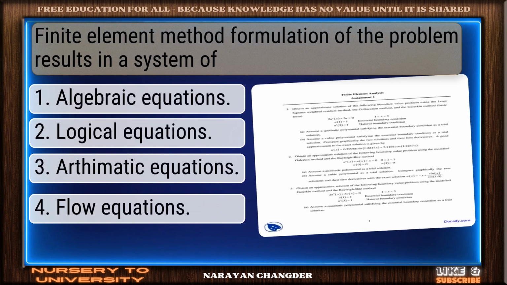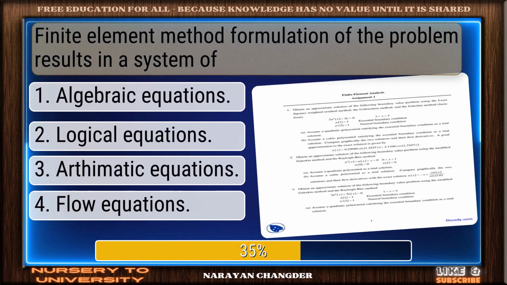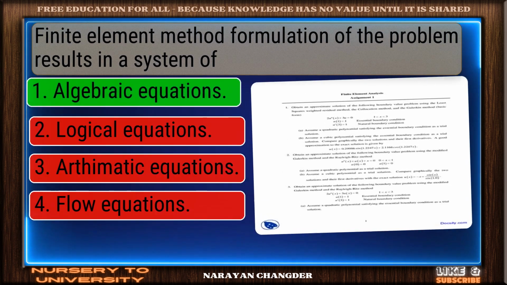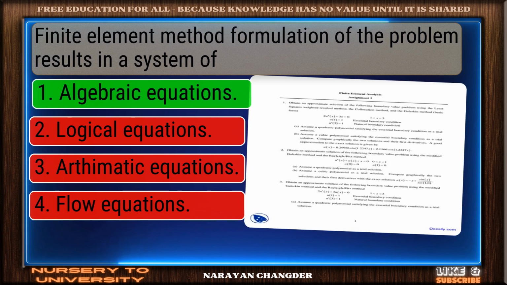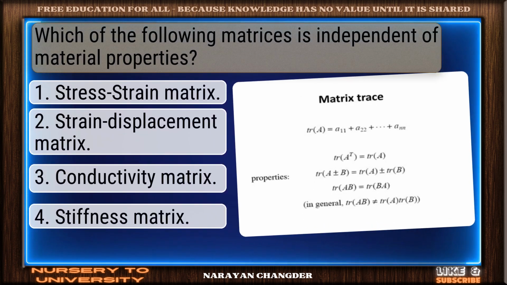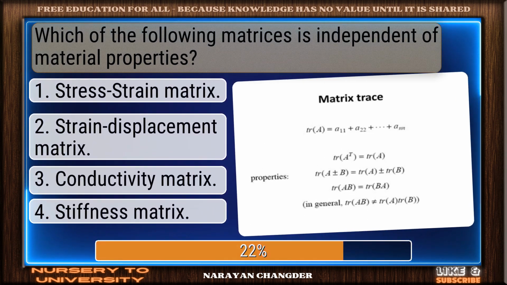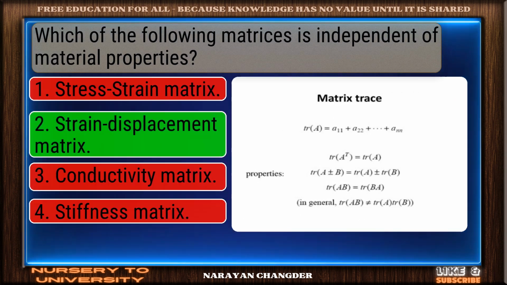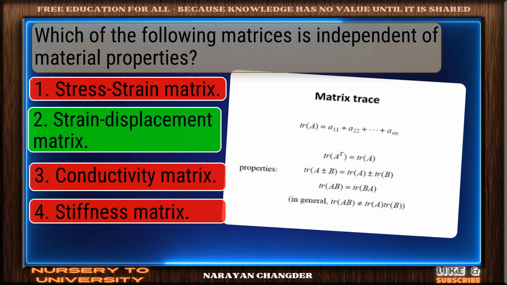Finite element method formulation of the problem results in a system of. Exactly. Algebraic equations make sense, and it is the right choice. Which of the following matrices is independent of material properties? Solid response. Strain displacement matrix is a valid choice.